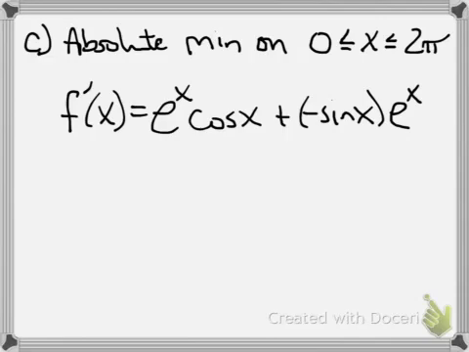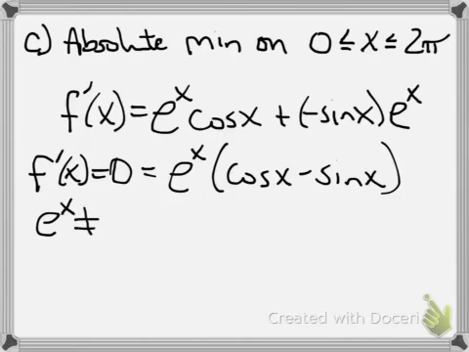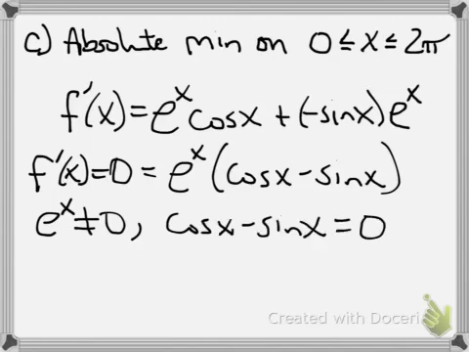So of course we want to set f prime of x equal to 0 to go ahead and start looking for critical numbers. And then if we do a little bit of algebra, we'll factor out the e to the x, and we'll be left with cosine of x minus sine of x. And then e to the x never equals 0, so we just need to figure out when cosine of x minus sine of x is equal to 0. Now, this goes back to your trig experience from before. We need cosine of x to be equal to sine of x.